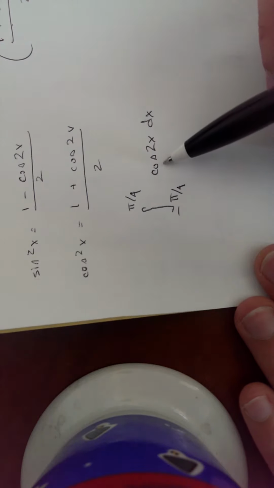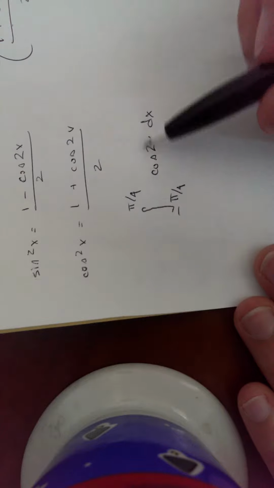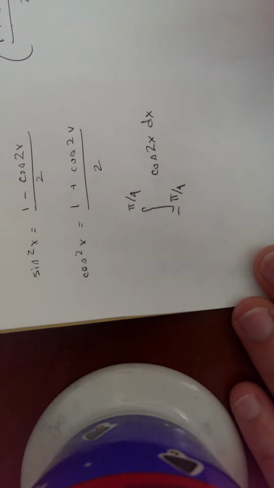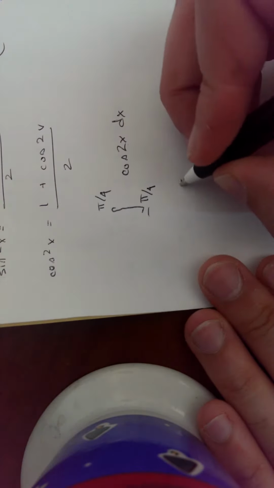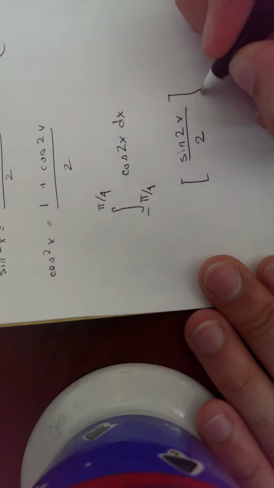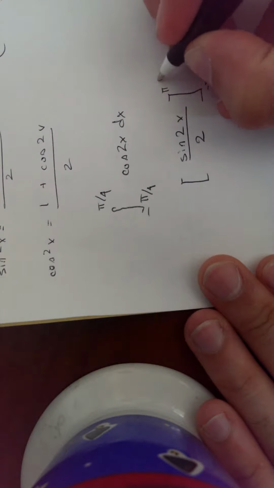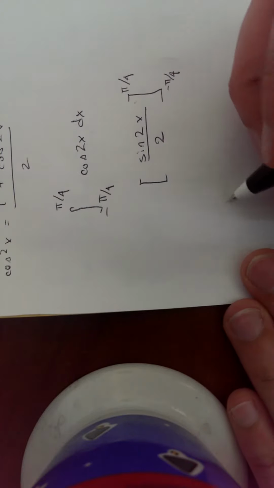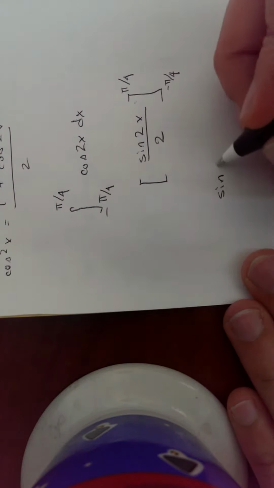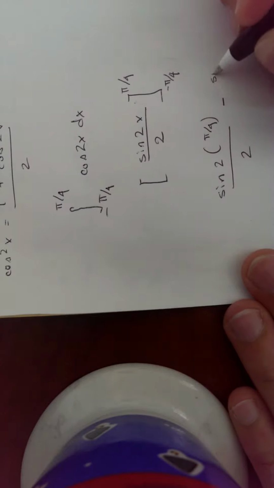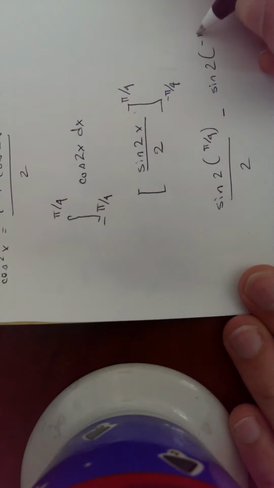Now, if you find a derivative of this, you take this 2 and multiply it in front. Well, this is integration the other way around, so you just do the reverse of the multiplication. So this is what you just saw, and what we have is sine 2 times pi over 4, over 2, minus sine 2 times negative pi over 4, over 2.